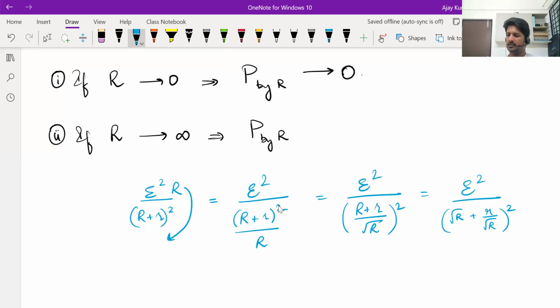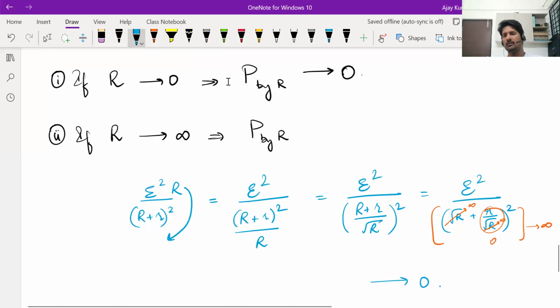Now we know capital R is tending to infinity. If capital R tends to infinity, that second term becomes 0. But the first term becomes infinite. And infinity plus 0 is still infinity. When you square it, the entire denominator will be tending to infinity. And then the power dissipated will be tending to 0. Okay. That is one way to answer.